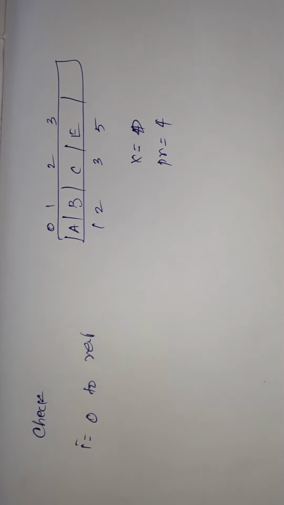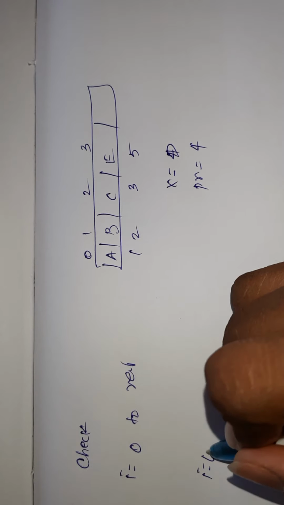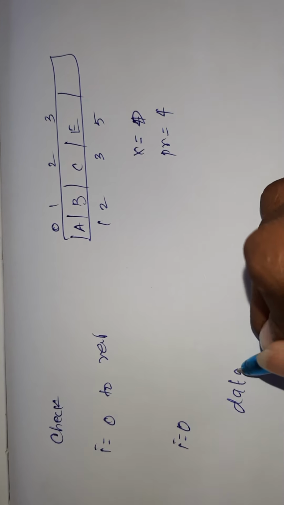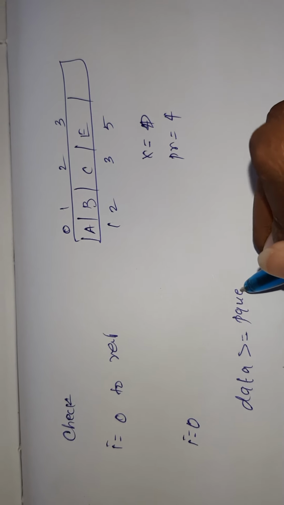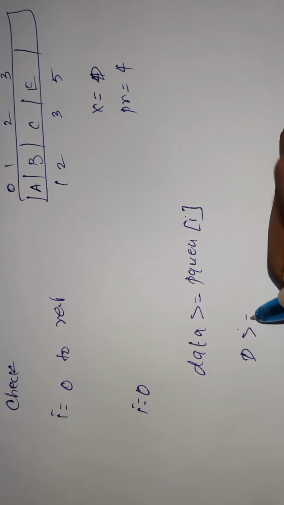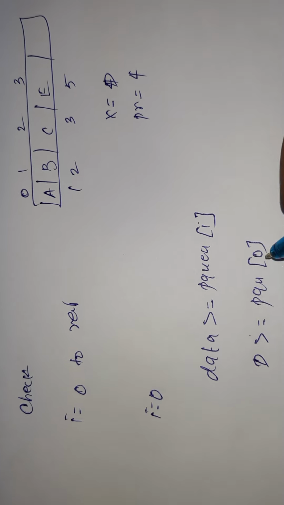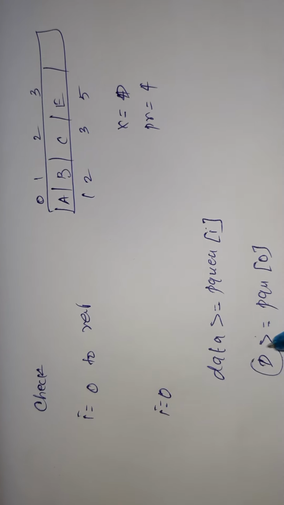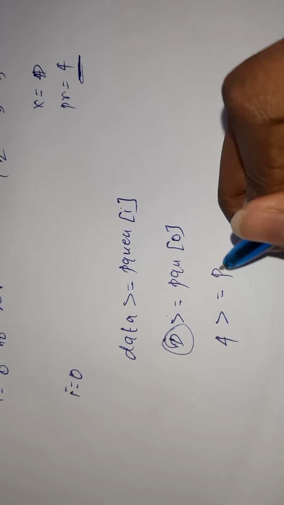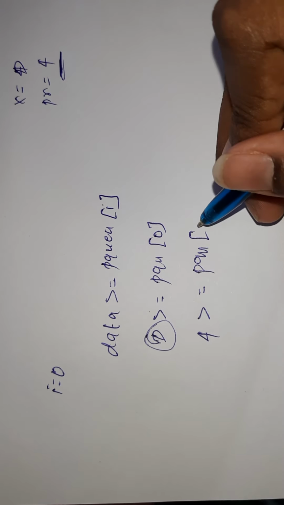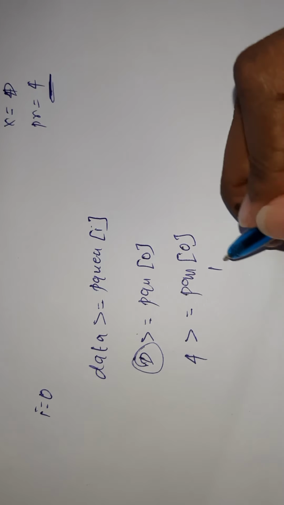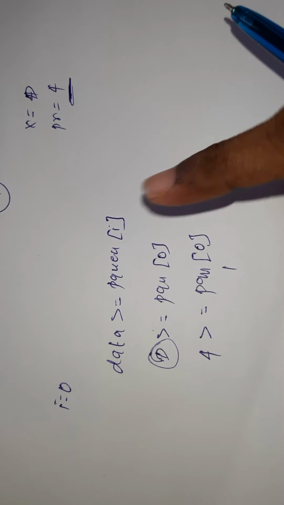Now, what we are going to do here: first, I equal to 0. Now we are going to check the data. Data D, priority 4, is it greater than or equal to PQ of 0? Yes. 4 is greater than or equal to PQ of 0, and 0 is the first priority. So, we are going to keep on moving while it is greater.